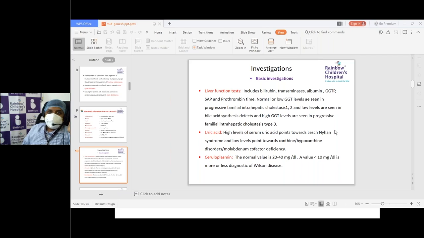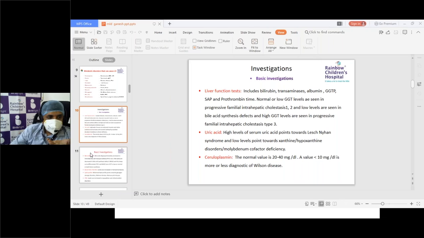And remember the low uric acid levels. All of us know very well about the high uric acid levels. Remember the low uric acid levels, which may be seen either in molybdenum cofactor deficiency or xanthine hypoxanthine disorders. Next is going to be the serum ceruloplasmin. All of us know the low levels of serum ceruloplasmin is a marker for Wilson disease.